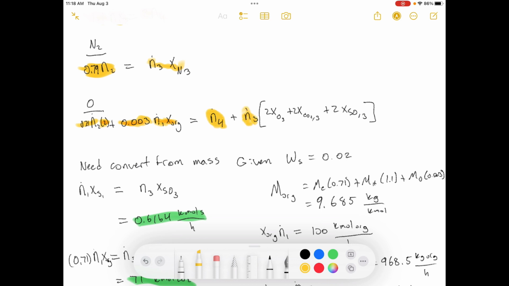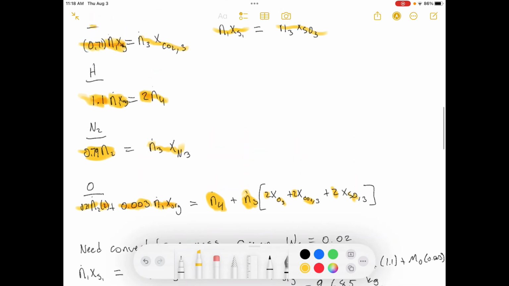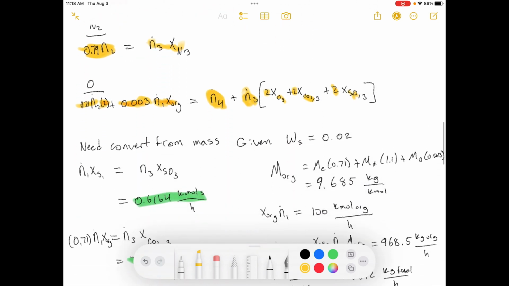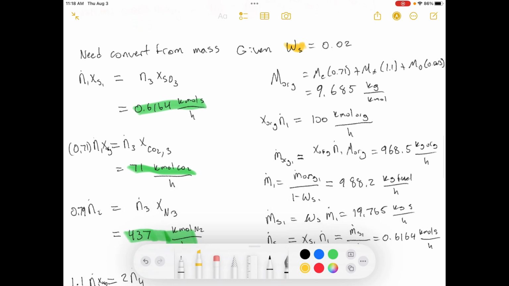This is the water, and then we have a bunch going out the stack. So we have some going out with oxygen gas, so it's got a 2 there. We've got carbon dioxide, that means there's a 2 there, and then we have sulfur dioxide, that means there's a 2 there, right? Okay, so we need to convert mass into a mole fraction, right? So we wrote all of our balances in moles now, but all of our information about sulfur is in weight, right? So now we need to convert this into a molar balance.